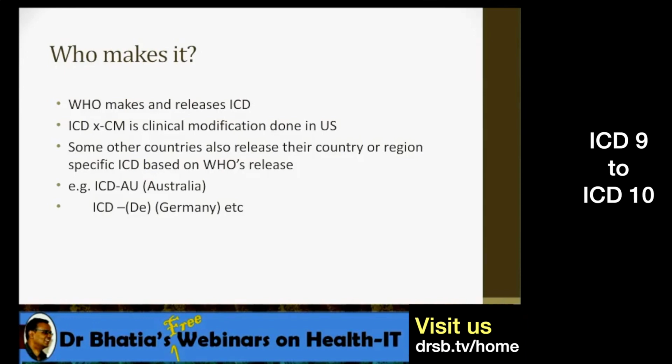Some other countries also release their country or region specific ICD based on WHO's release. So if you see ICD AU, it belongs to Australia. If you see ICD D, this is Germany. So there are certain variations, but the variations are usually in the name of the disease, and it is not in the codes itself. So the codes remain consistent the world over.